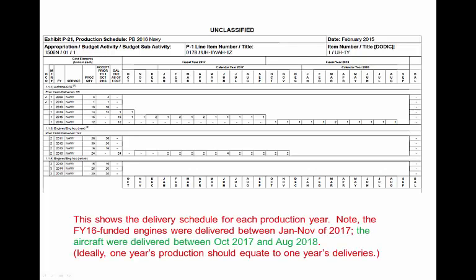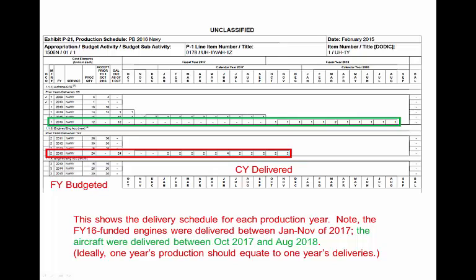We can see in this production schedule the engines and helicopters budgeted for in 2016. The engines are expected to be delivered between January and November of 2017, and the aircraft in which those engines are installed will be delivered between October 17 and August 18. Ideally, a procurement budget should request funds for one year's worth of deliveries. If you're ordering more than a year's worth of deliveries, you're buying, quote, in advance of need, unquote, and that could be grounds for a budget mark.